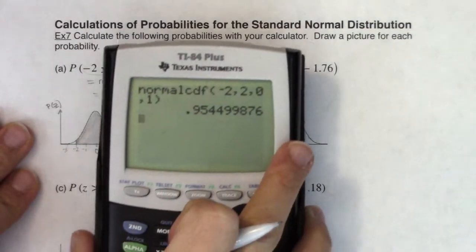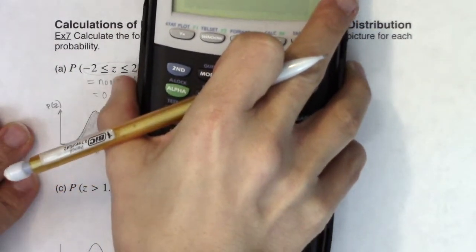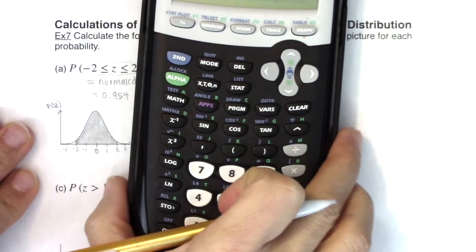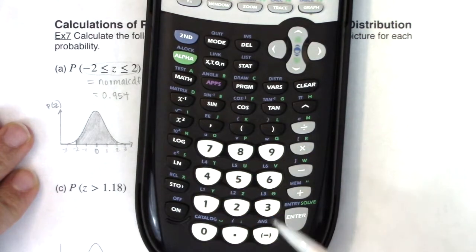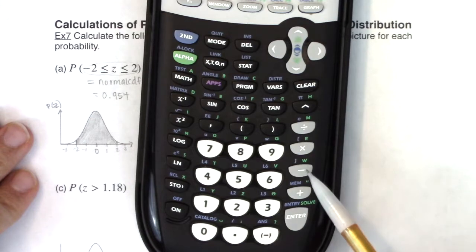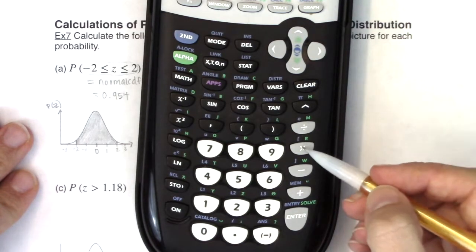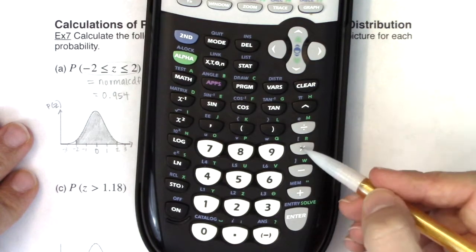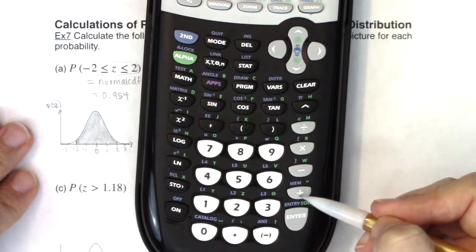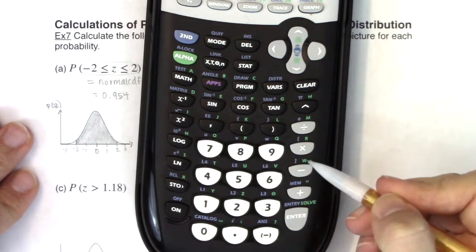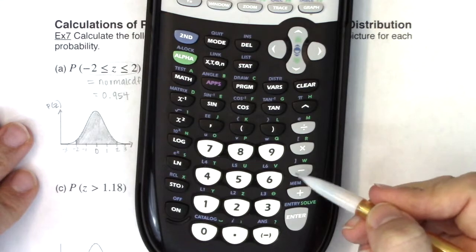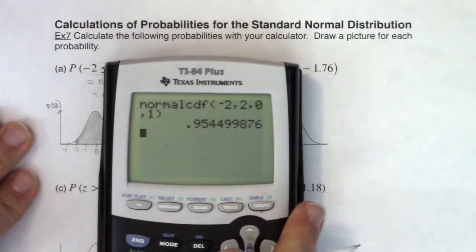So one other thing I want to mention is the difference between the negative symbol and the subtraction symbol. When I say the negative symbol, we've got this one here next to the decimal point. When I say subtraction, it's in here with your linear operations: division, multiplication, subtraction, and addition. So I'm going to push both of these in a moment, and I want us to just talk about the difference between the two and what they look like.